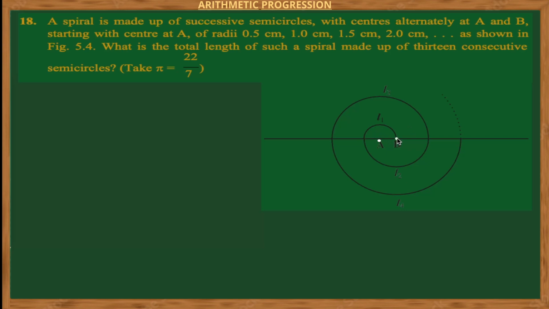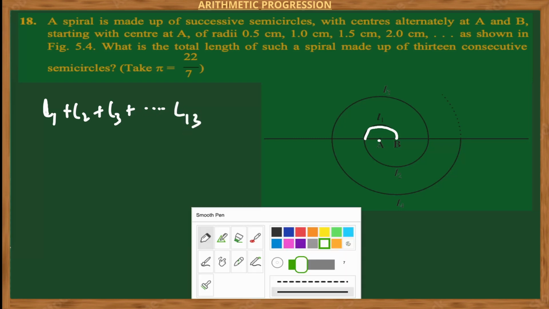Each is a semicircle here. So like this we are forming a semicircle, 13 times. So the length of this, 13 times, we need to sum it up. So what does it mean here? We need to have L1 plus L2 plus L3 and so on till 13.